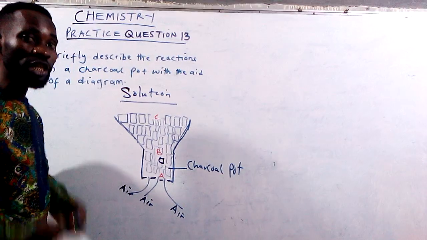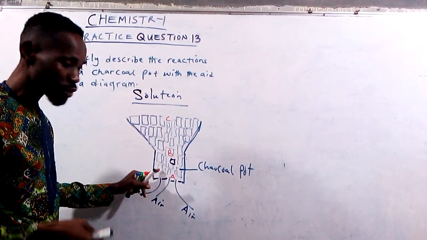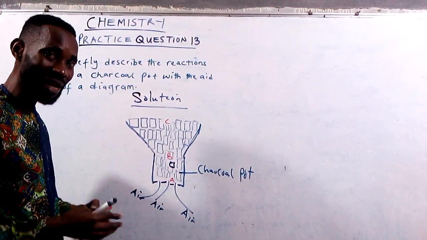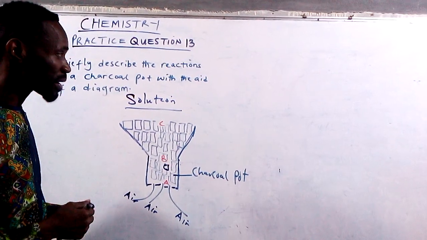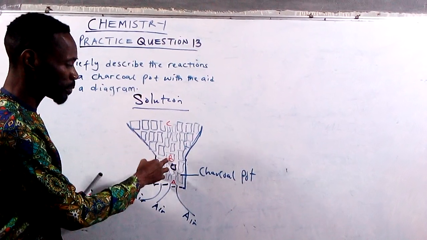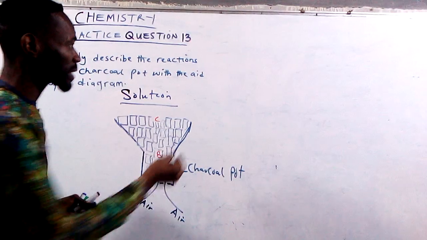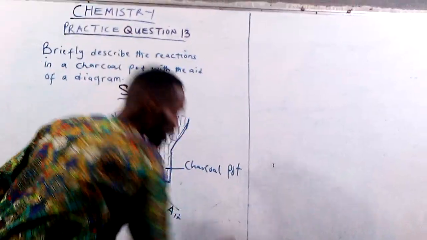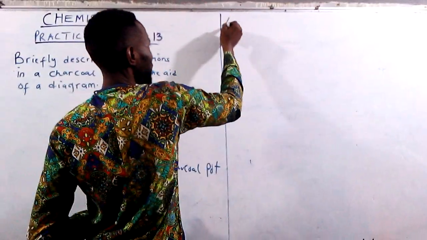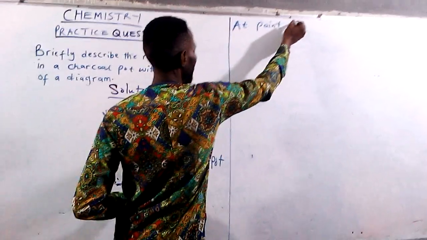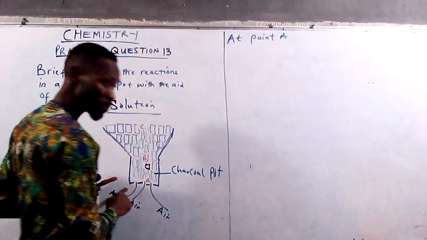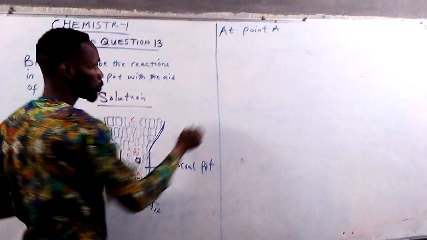The charcoal is burning. And remember, when we talk of charcoal, I told us it is a kind of carbon. This is the principal reaction. We have point A, point B, and point C. Now, let's take a look at the reaction at point A, of the charcoal pot. This is charcoal.